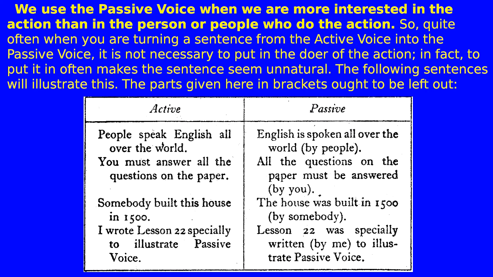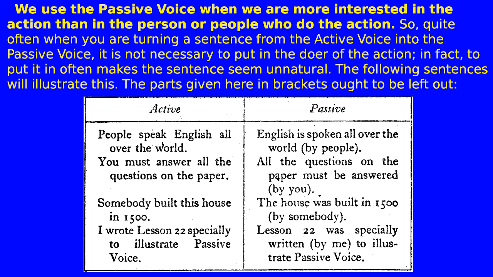We use the passive voice when we are more interested in the action than in the person or people who do the action. So, quite often when you are turning a sentence from the active voice into the passive voice, it is not necessary to put in the doer of the action. In fact, to put it in often makes the sentence seem unnatural. The following sentences will illustrate this.